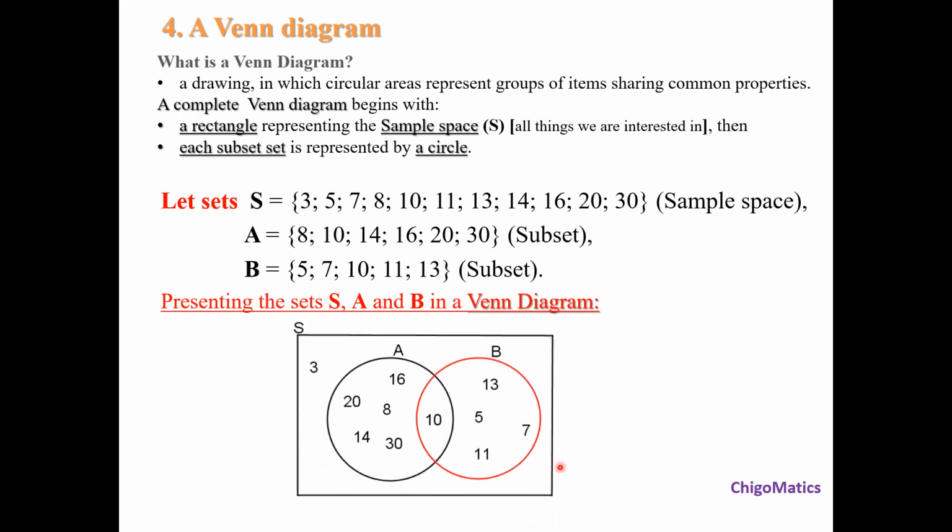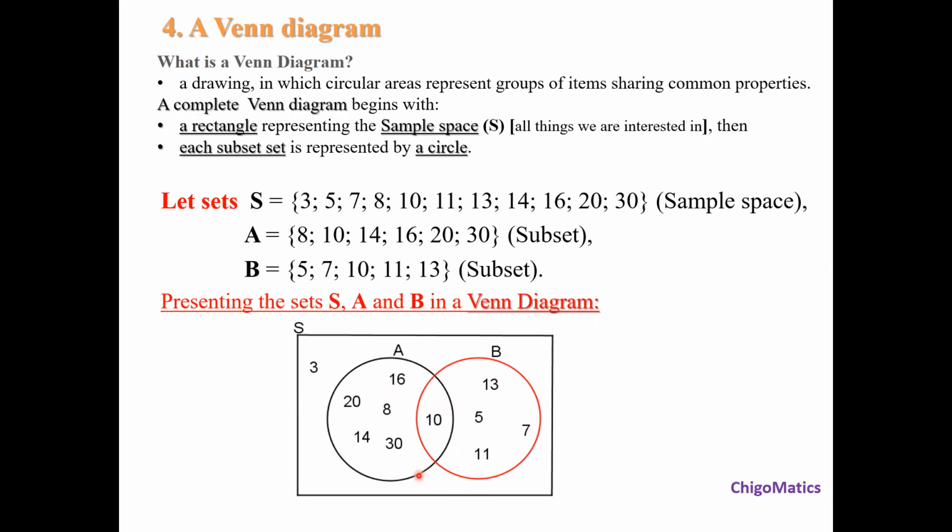So this is the Venn diagram. The rectangle, we say, represents the sample space. So whatever is inside this rectangle is representing the sample space S. Then we draw our A and B. But if you look at A and B, we have something in common. That means there's an intersection, so they have to cut each other like you have seen. So the first thing to do, you place the elements of the intersection. So you put the 10, then you go to A.